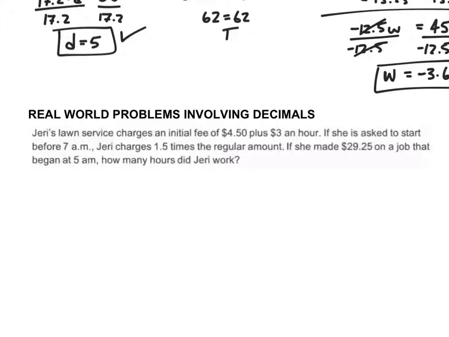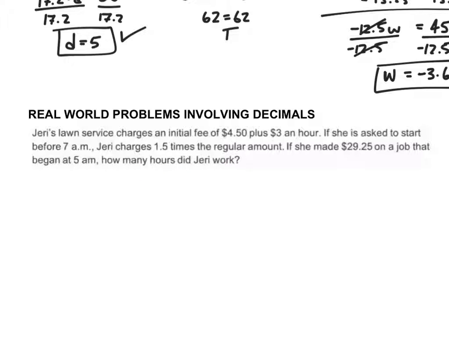On this real-world problem, we've got Jerry's Lawn Service charges an initial fee of $4.50 plus $3 an hour. If she is asked to start before 7 a.m., Jerry charges 1.5 times the regular amount. If she made 29.25 on a job that began at 5 a.m., how many hours did Jerry work?